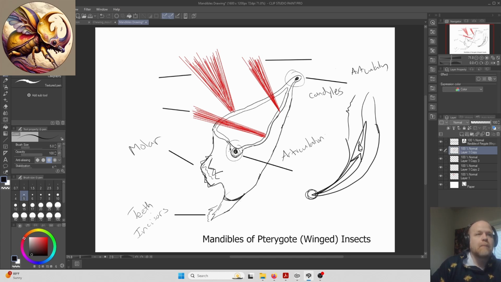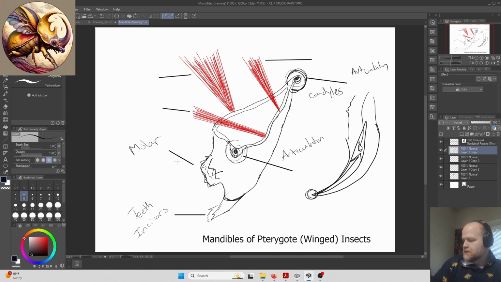These are the points at which the mandible is attached to the insect's head. And they're kind of like a ball joint in your shoulder or in your hip, and they roll back and forth. They can be very, very thickened depending on how powerfully attached the mandibles are to the insect body. Sometimes in grasshoppers, they can be quite large. And then these red bands here, these are the muscles.